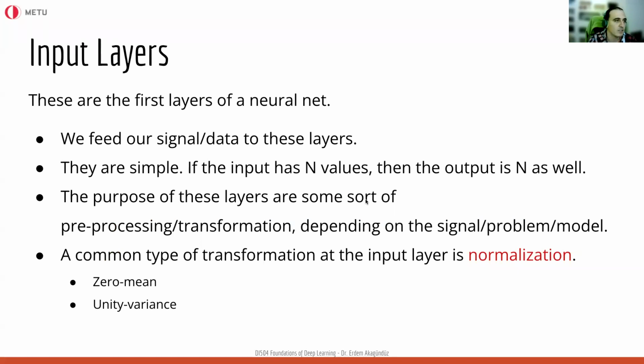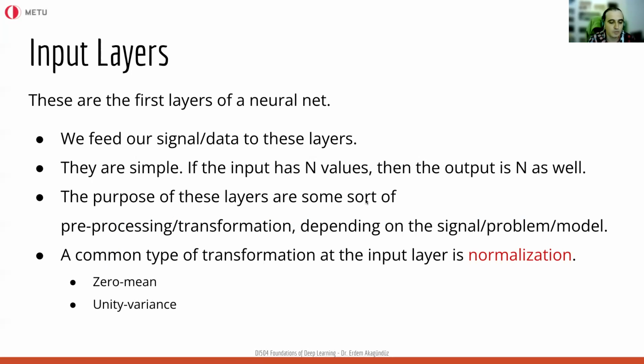We feed our signal, data, whatever, to this layer. And when it comes to convolutional neural networks, the thing that you feed is a signal, and it has strong spatial dependencies like an image or a sound. That's why there's a couple of pre-processing stuff that you might be able to do, which comes from image processing or sound processing literature.